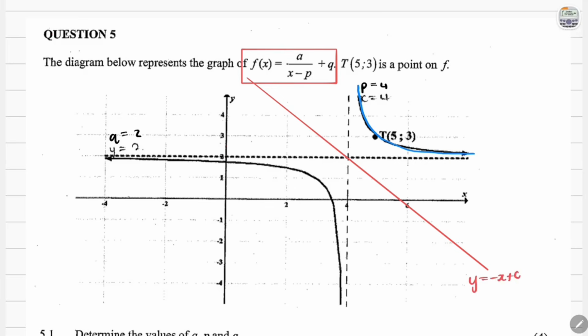And once they reflect it, the graph that you reflect is going to perfectly align with this current graph of f. So we're not just reflecting it across the line y equals x. No, we're reflecting it across this particular line, which we don't know what c is yet. But when we do that, it ends up coinciding with this.